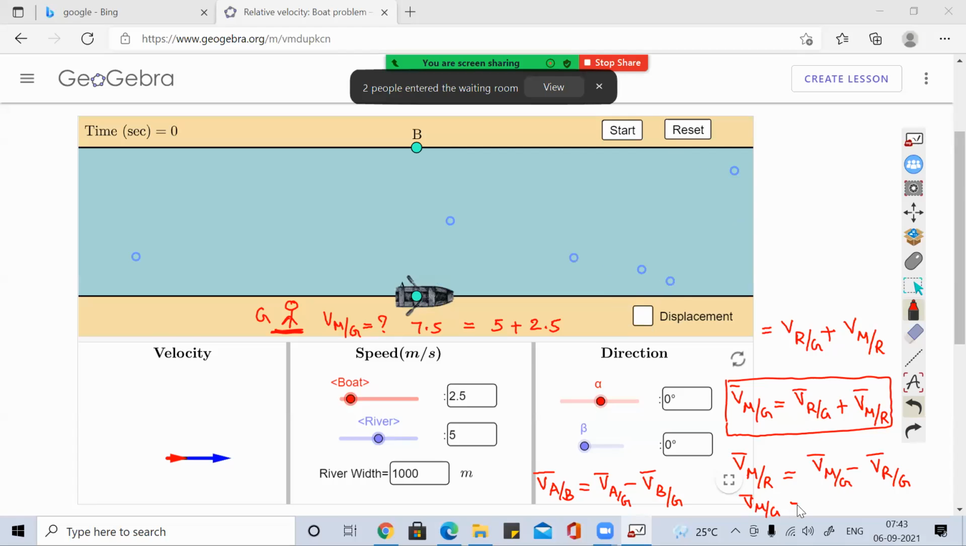So from here, what is the equation? Velocity of man with respect to ground is equal to velocity of man with respect to river, minus velocity of river with respect to ground, so velocity of river with respect to ground plus velocity of man with respect to river. See, this equation and this equation are valid. Are they matching? Correct?